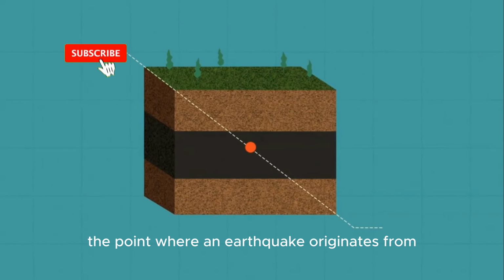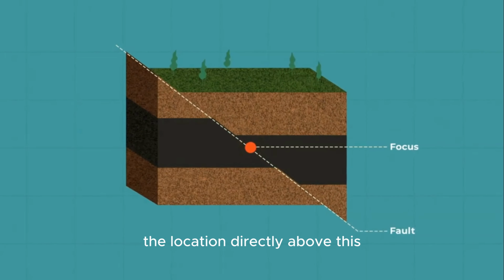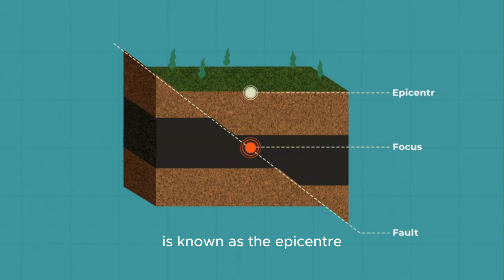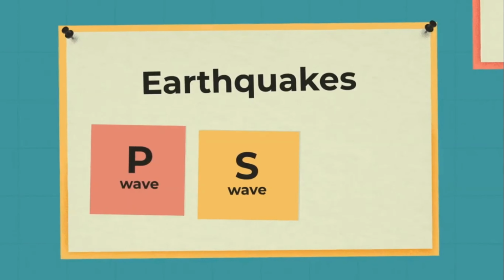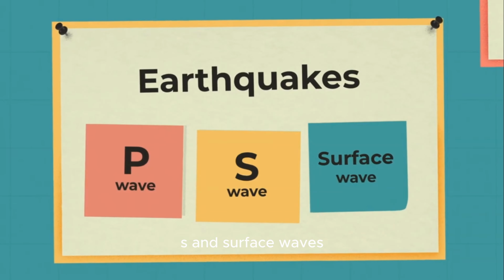The point where an earthquake originates from underground is known as the focus. The location directly above this on the Earth's surface is known as the epicentre. Earthquakes create 3 different types of waves: P, S, and surface waves.